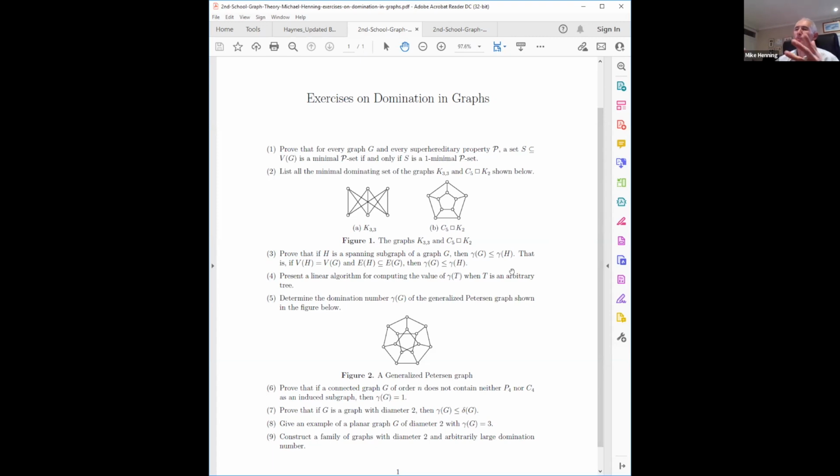Let's call it a 60-year-old problem, by Vizing, and it says that the domination number of the Cartesian product of G and H is at least the product of the domination numbers. So the domination number of G Cartesian product H is at least gamma(G) times gamma(H).